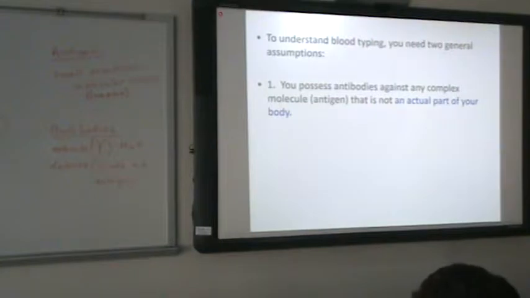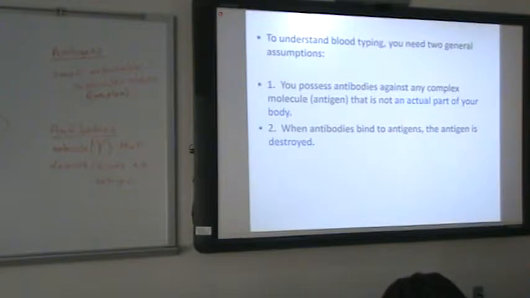That's assumption number one. Assumption number two. If you make antibodies against that shape and they bind together, it's a destructive process for the antigen. You can think binding equals destruction. So if we were able to make antibodies against malaria antigen, and those two got together, the malaria antigen would end up being destroyed. It's a protective mechanism of our body. Questions so far?